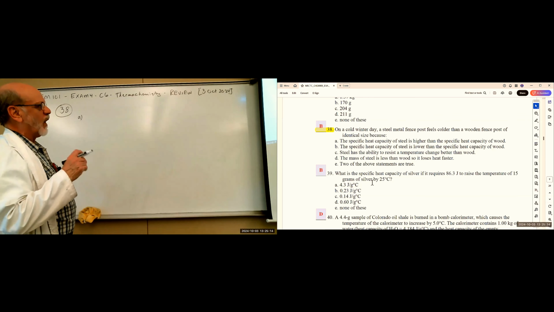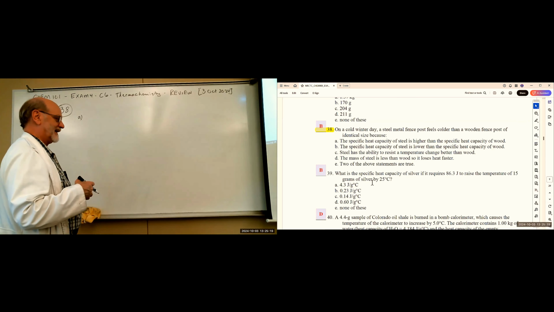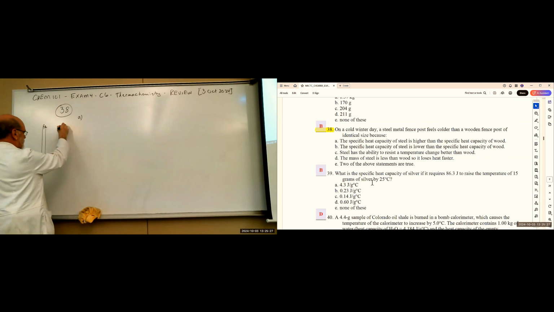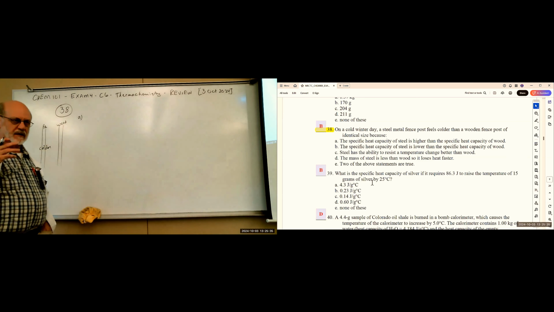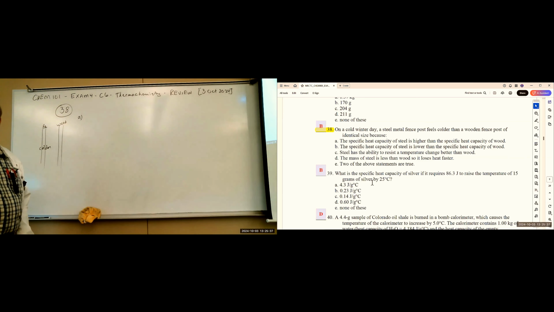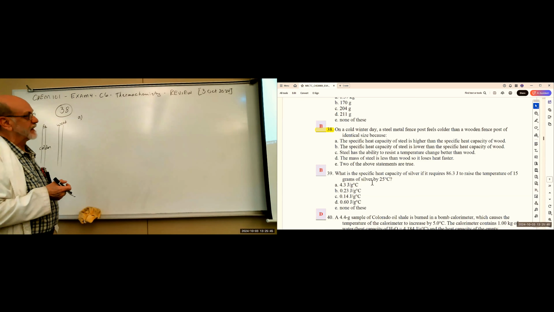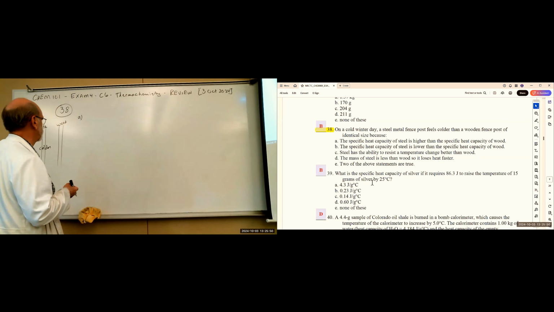Okay. Why does the metal feel colder than the wooden fence? Right? This is steel, and this is wood. So why is this one colder? It feels colder. When something feels colder, the temperature drop is more pronounced. The specific heat capacity of steel is higher than the specific heat capacity of wood.